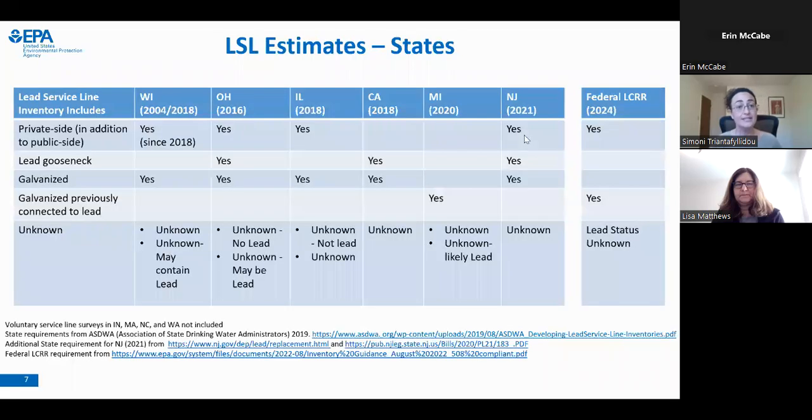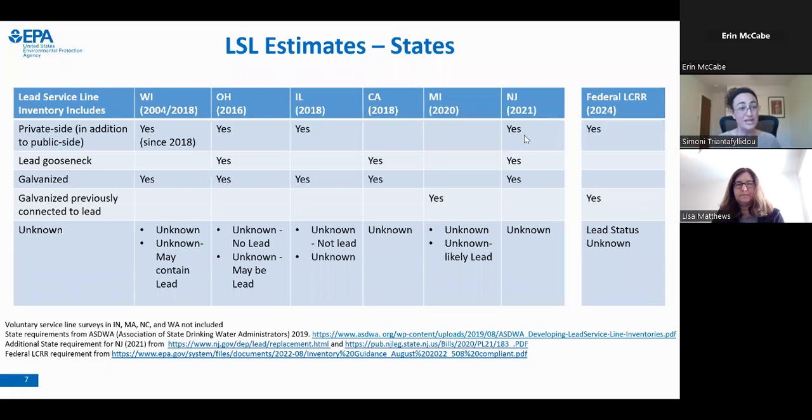If we look at what states have been doing even before the lead and copper rule revisions, there have been some requirements for lead service line inventories in a handful of states. And I've tried to summarize the information in this table. So you can see we have Wisconsin, Ohio, Illinois, California, Michigan, and New Jersey with requirements for inventories even before the LCRR. And then I added another column to the right-hand side of this slide with the federal lead and copper revision requirements, again, due in fall 2024.